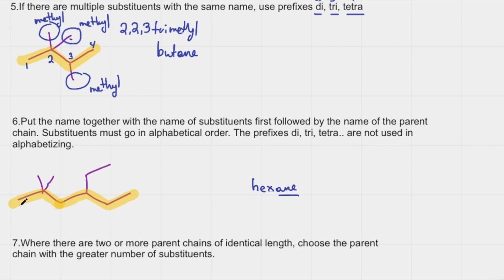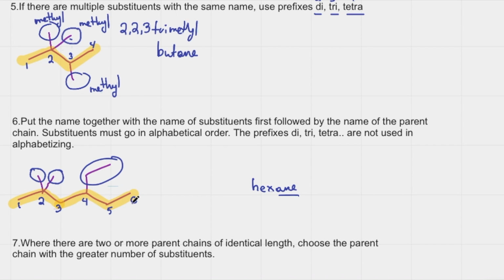Next we number from the end closest to the first substituent. I have 1 substituent, 2 substituent, and I have a 3rd substituent. On the left I would get 1, 2. On the right I would do 1, 2, 3. So left is winning. So I'm going to number next: 1, 2, 3, 4, 5, and 6.